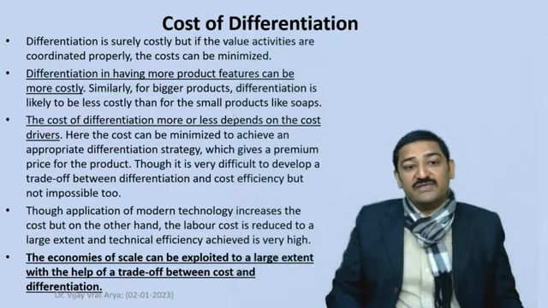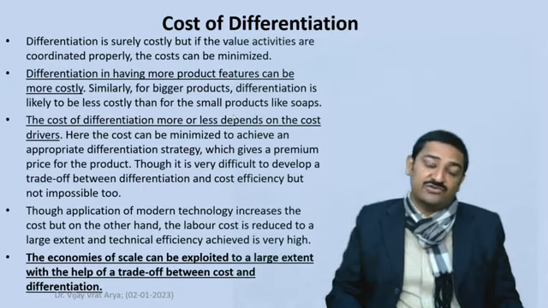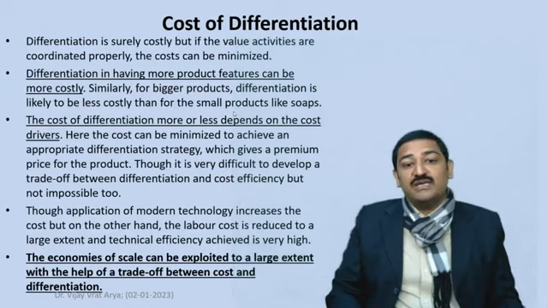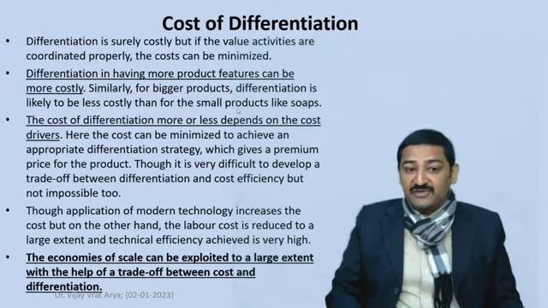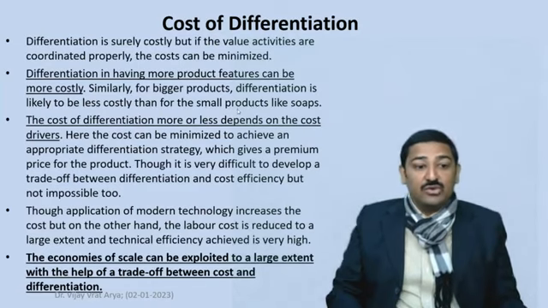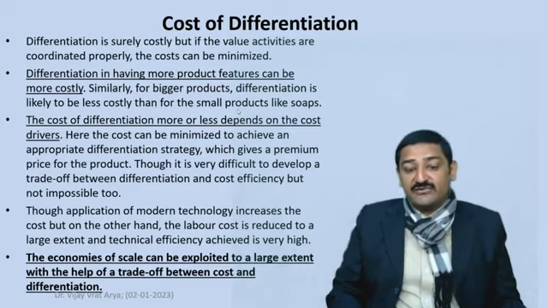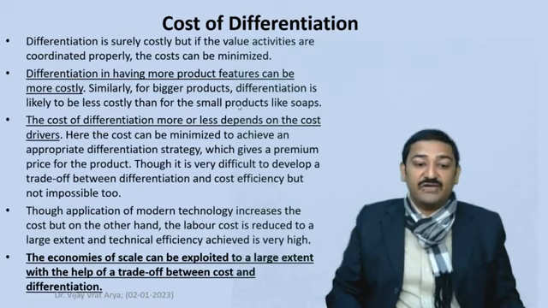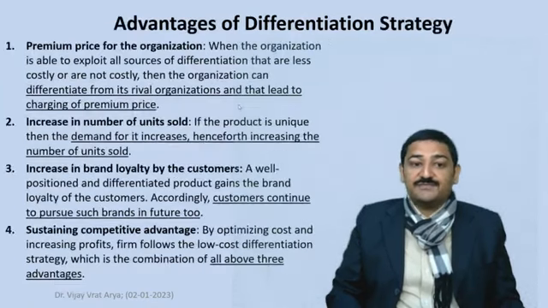Here, the cost of differentiation more or less depends on cost drivers, though it is very difficult to develop a trade-off between differentiation and cost efficiency, but not impossible for a firm. Application of modern technology increases the scope of cost, but on the other hand, the labor cost is reduced to a large extent and technical efficiency achieved is very high. Therefore, lastly, the economies of scale can be exploited to a large extent with the help of trade-offs between cost and differentiation.